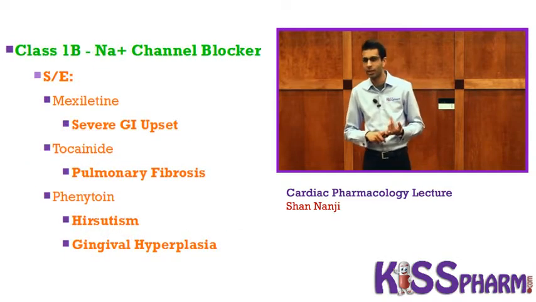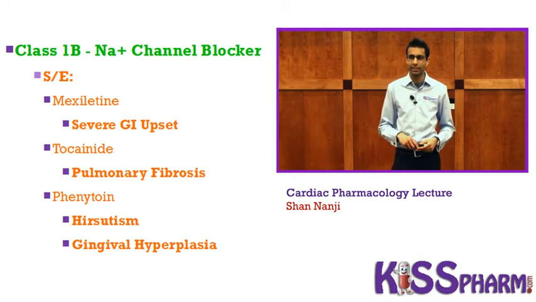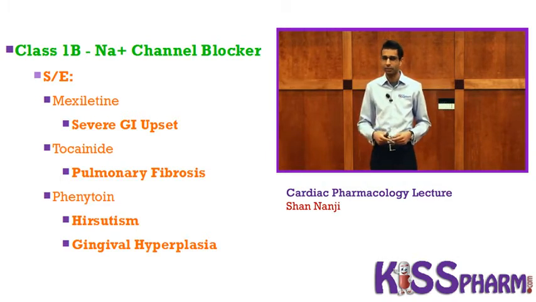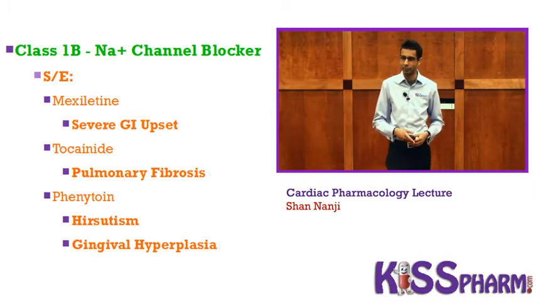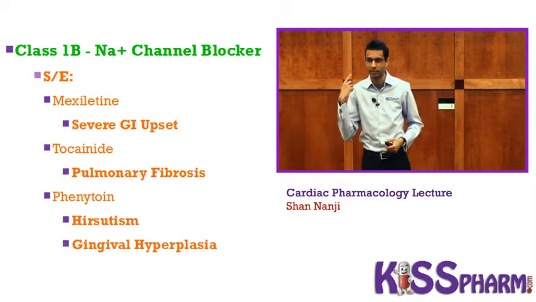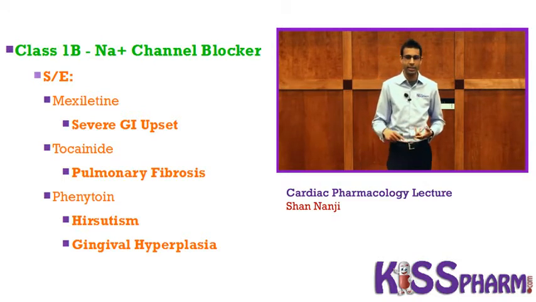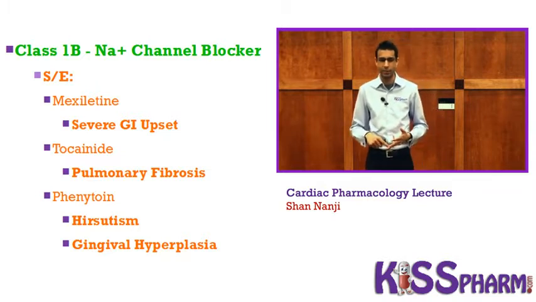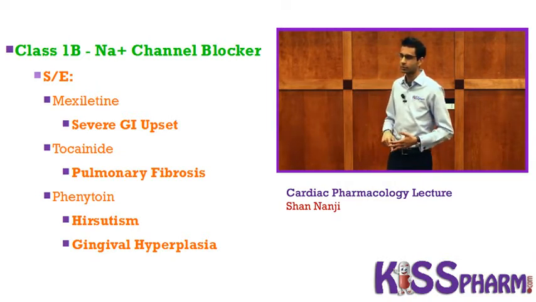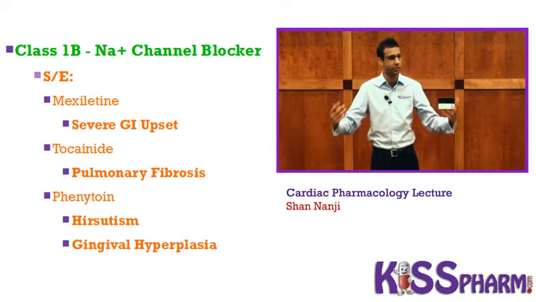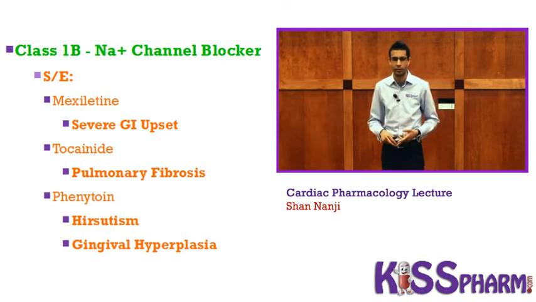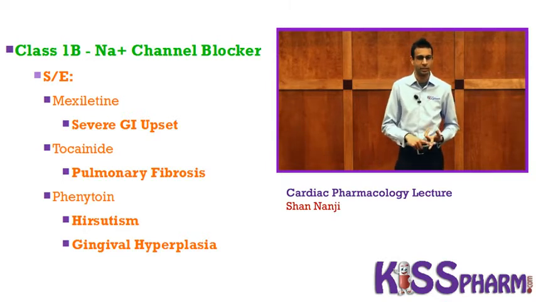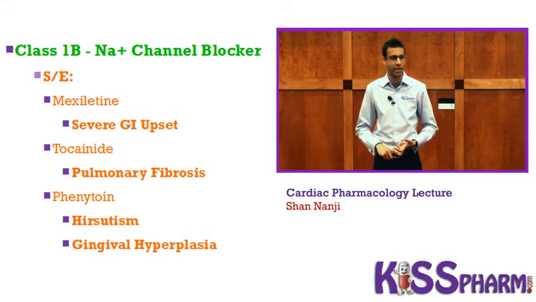Well, out of all those, which one causes severe GI upset? Mexiletine. And if you remember, Mexi for Mexican food. Mexican food gives you GI upset, and Mexican food is taken orally. Mexiletine is oral, so it can cause severe GI upset. Which one causes pulmonary fibrosis? Tocainide. And which one causes hirsutism and gingival hyperplasia? Phenytoin. So we have severe GI upset with mexiletine, pulmonary fibrosis with tocainide, and hirsutism and gingival hyperplasia with phenytoin.